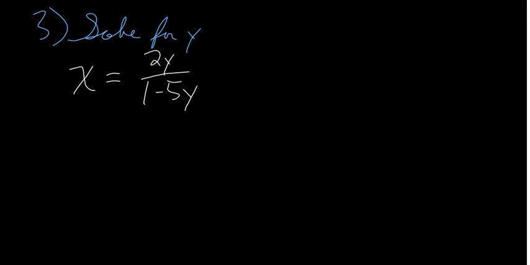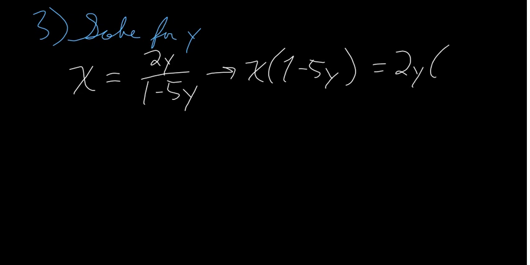So what we're going to do is multiply both sides by 1 minus 5y. By multiplying both sides by 1 minus 5y, I'm going to have x times 1 minus 5y equal to 2y, because the 1 minus 5y on the right side canceled out.